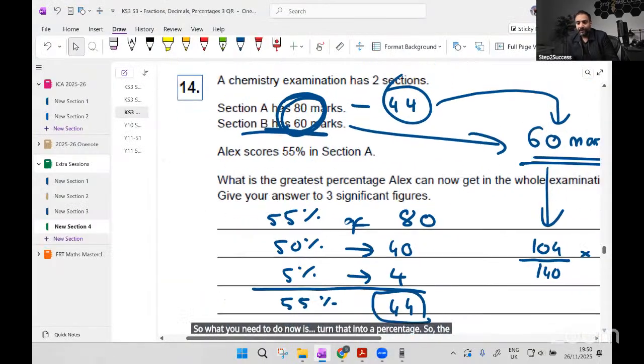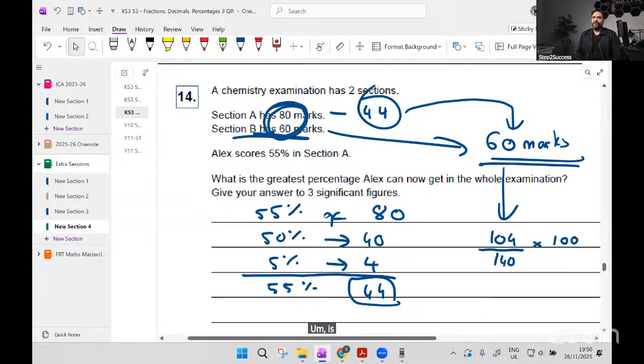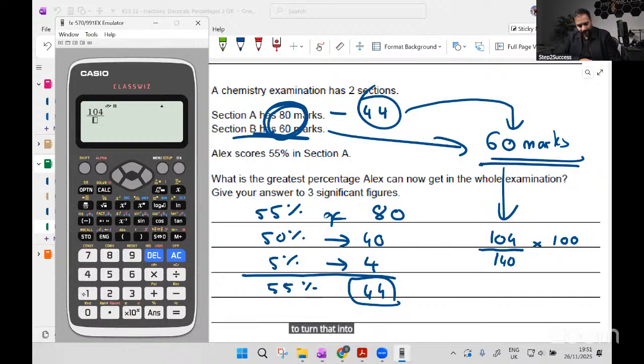So the best you can do, if you get everything right in section B, is get a total of 104 marks, because you've already got only 44 in section A. And if you get everything right in section B, which is unlikely, then you will have 104 marks out of 140. To turn that into a percentage, this is what I would do: 104 out of 140 times 100. That turns any fraction into a percentage. To three significant figures means three of these digits. It's 74.3% because you have to round that 2 up because of the 8.